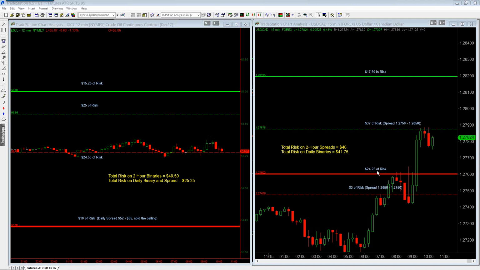Now, let's look at the charts before the report actually comes out. In this case, I've already placed trades, both long and short. There's no direction here, using a combination of spreads and binaries, both 2-hour and dailies. Again, this is no particular direction. The dotted lines show you the binary options that I have that are 2-hour binary options.